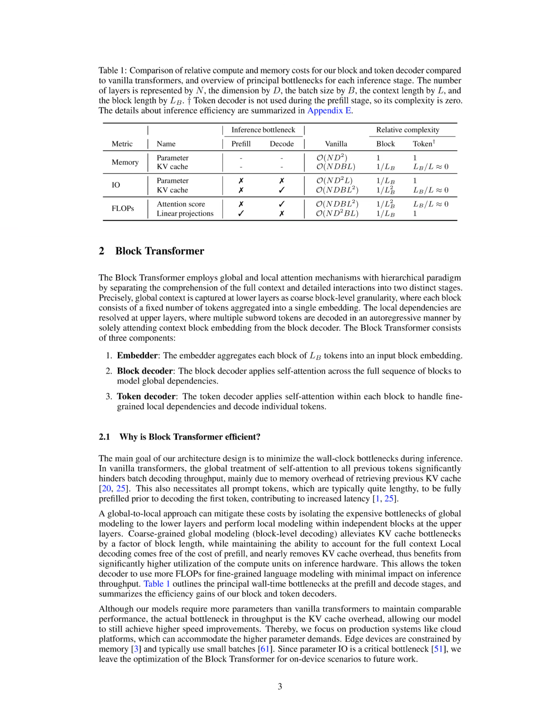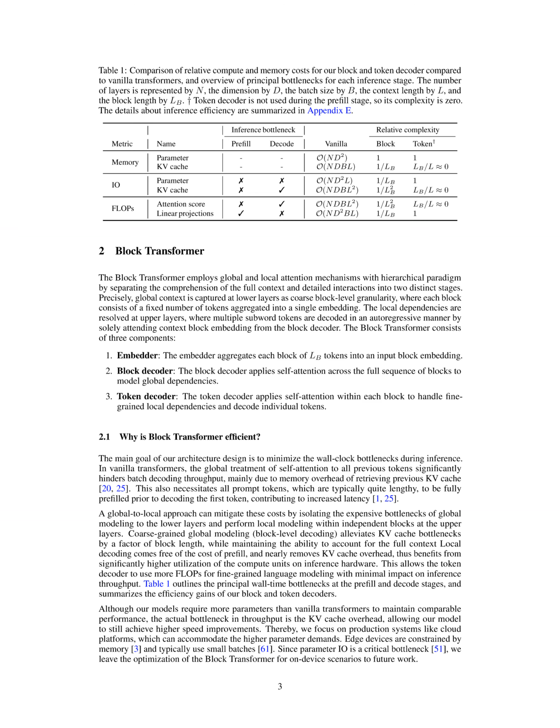This hierarchical paradigm significantly reduces the KV cache overhead by isolating expensive bottlenecks of global modeling to lower layers and performing local modeling within independent blocks at upper layers. Coarse-grained global modeling at the block level alleviates KV cache bottlenecks by a factor of the block length, while local decoding eliminates the need for prefill and nearly removes KV cache overhead, leading to higher utilization of compute units on inference hardware.